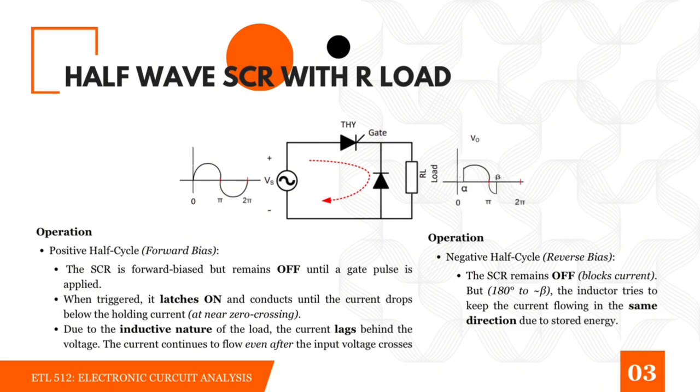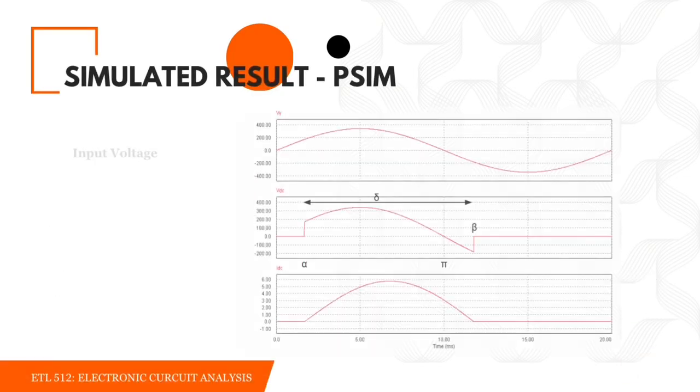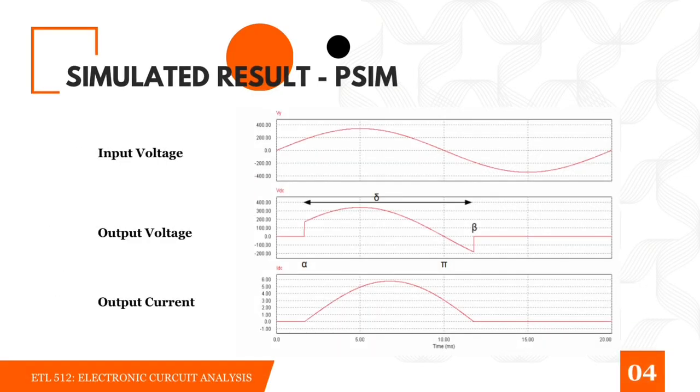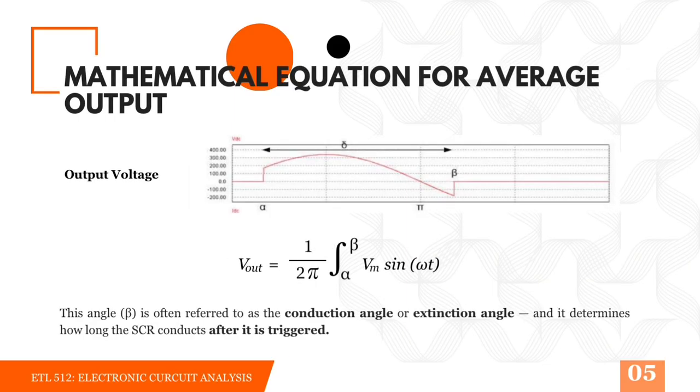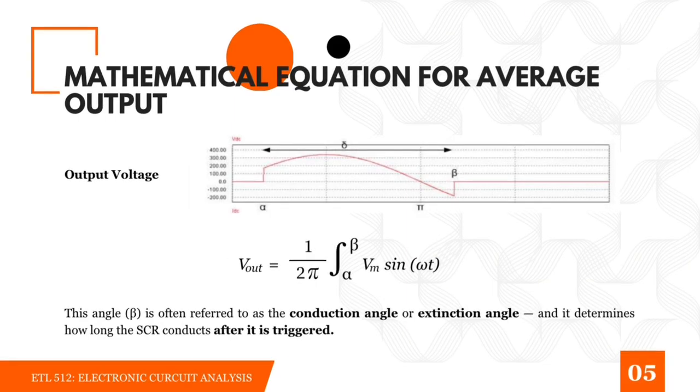In the negative half cycle, the SCR is reverse biased, so it blocks the applied voltage. However, from 180 degrees to beta, the inductor releases its stored energy and keeps the current flowing in the same direction. Once the inductor has discharged, the current drops to zero. This angle beta, also called the conduction or extinction angle, tells us how long the SCR continues to conduct after it is triggered, taking into account the inductor's energy storage.